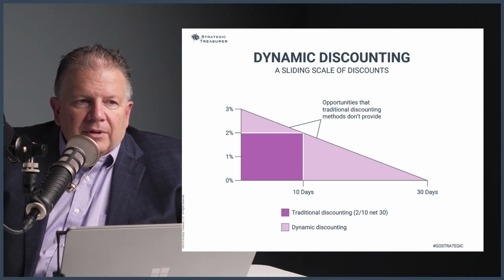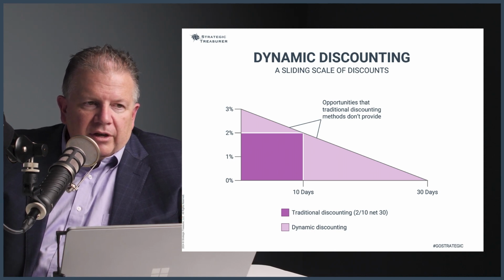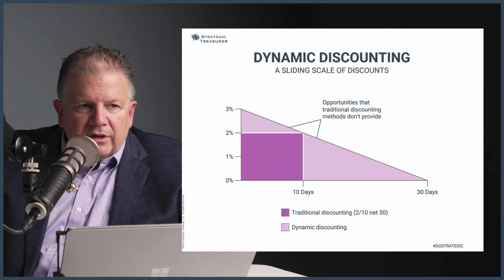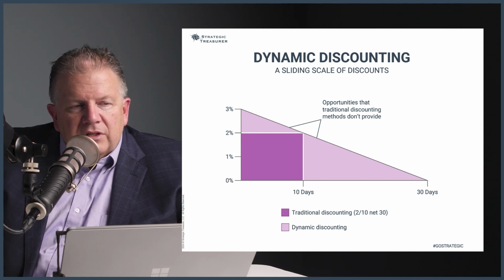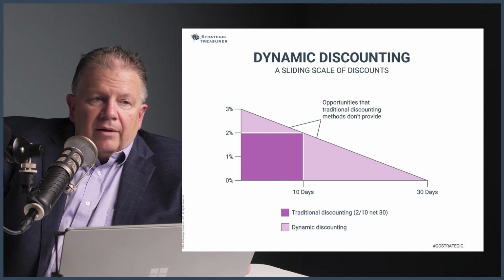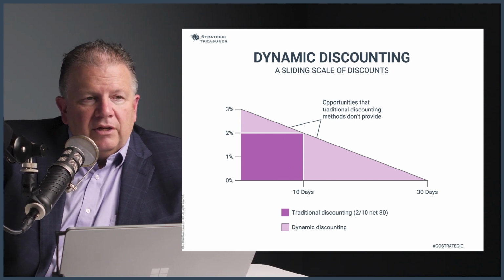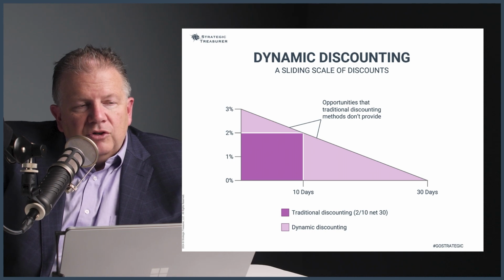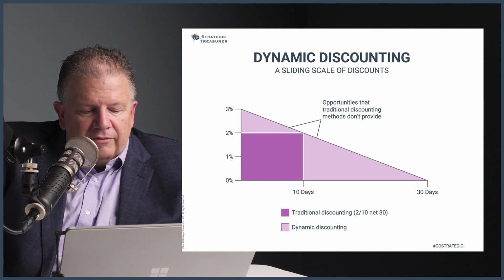So by offering dynamic discounting, there's no longer the 2/10, net 30, or whatever the options are. Now there's a discount that can occur at any point, so people can pay earlier. It might be related to their timing, it might be related to other activities, but it allows you to tap a broader swath of your customer base to collect funds sooner.